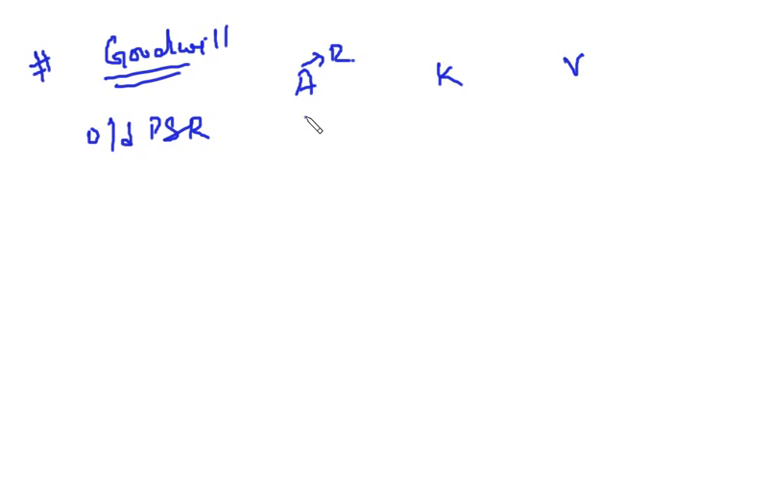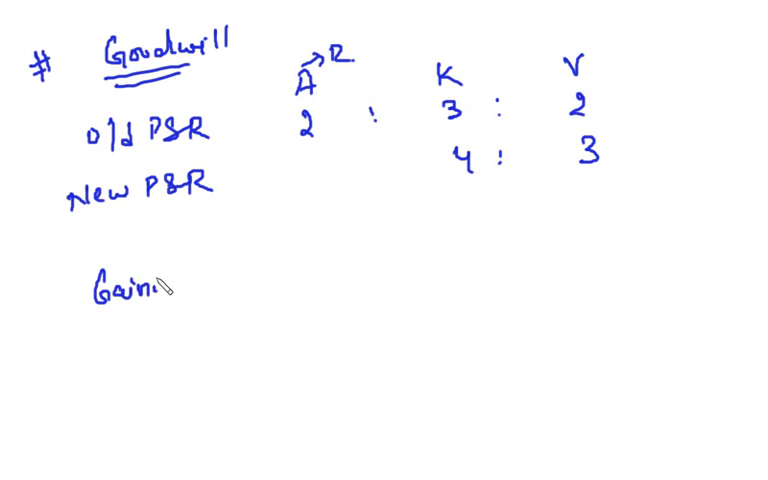So you have three partners, A, K and V, right? This is the retiring partner, okay? What is the old profit sharing ratio? This is 2:3:2, isn't it? What is the new profit sharing ratio between the remaining partners K and V? This is 4:3. Now for the goodwill, the very basic thing you need is gaining ratio. What is the gaining ratio?